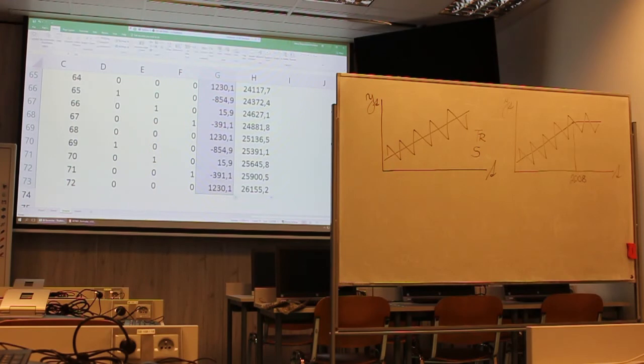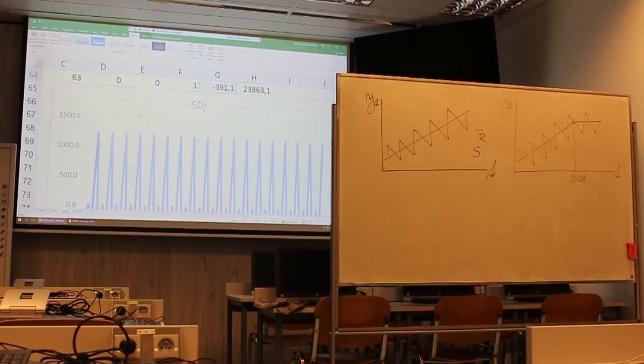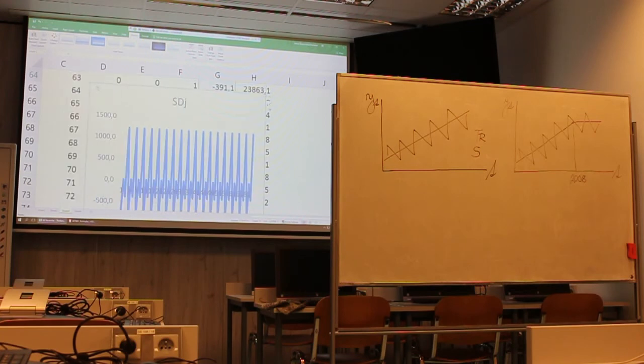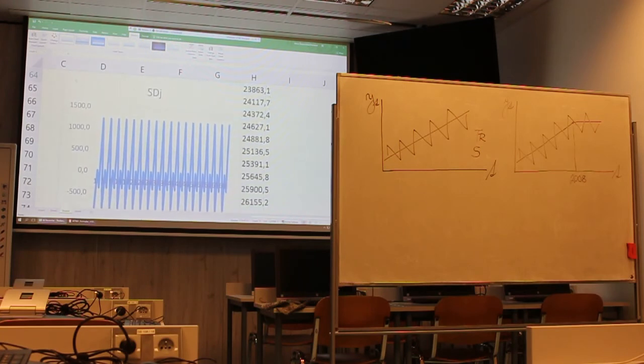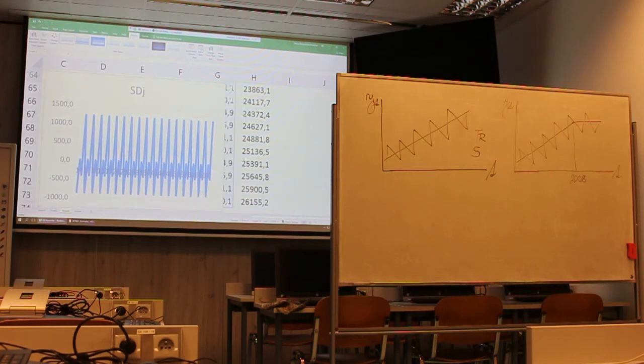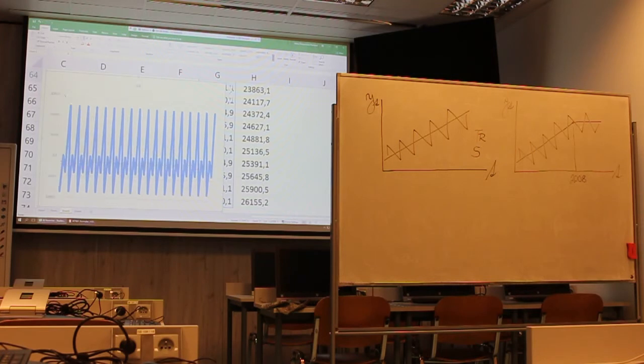I can use the insert button. We have charts here, and there is a line chart, the classical line chart. Okay, SDJ, seasonal factors for the particular quarter. I can use a smaller font, 4 points for example, and bold.